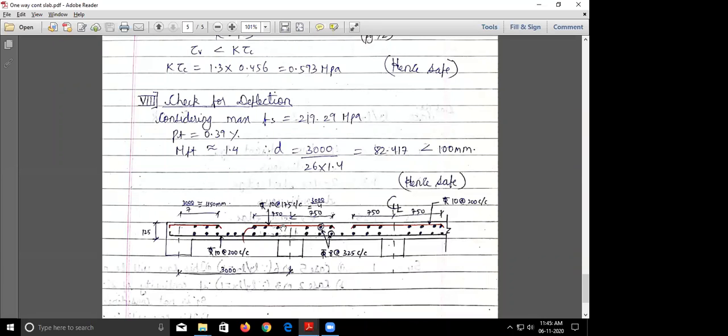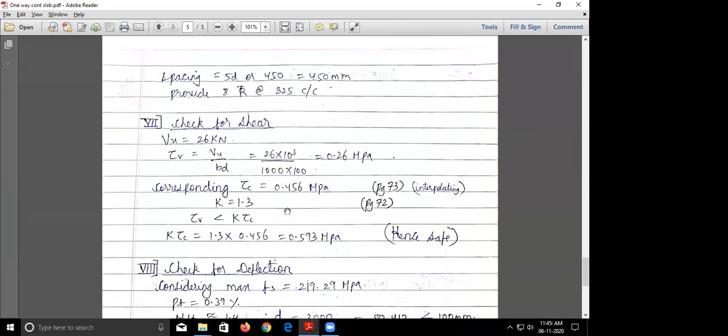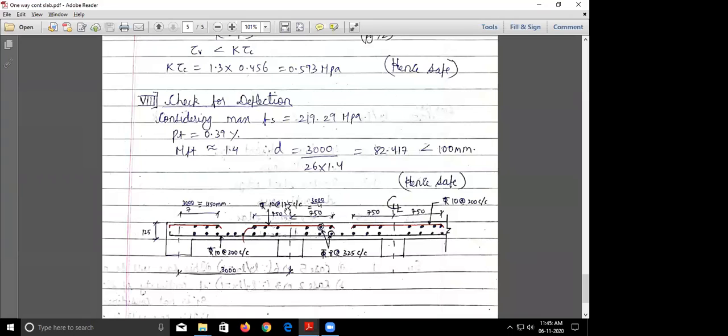So what I have done, just try to understand this reinforcement detailing. We have done the design. Now the main steel, let us see, the diameter of the main steel is 10 and the diameter of the distribution is 8.